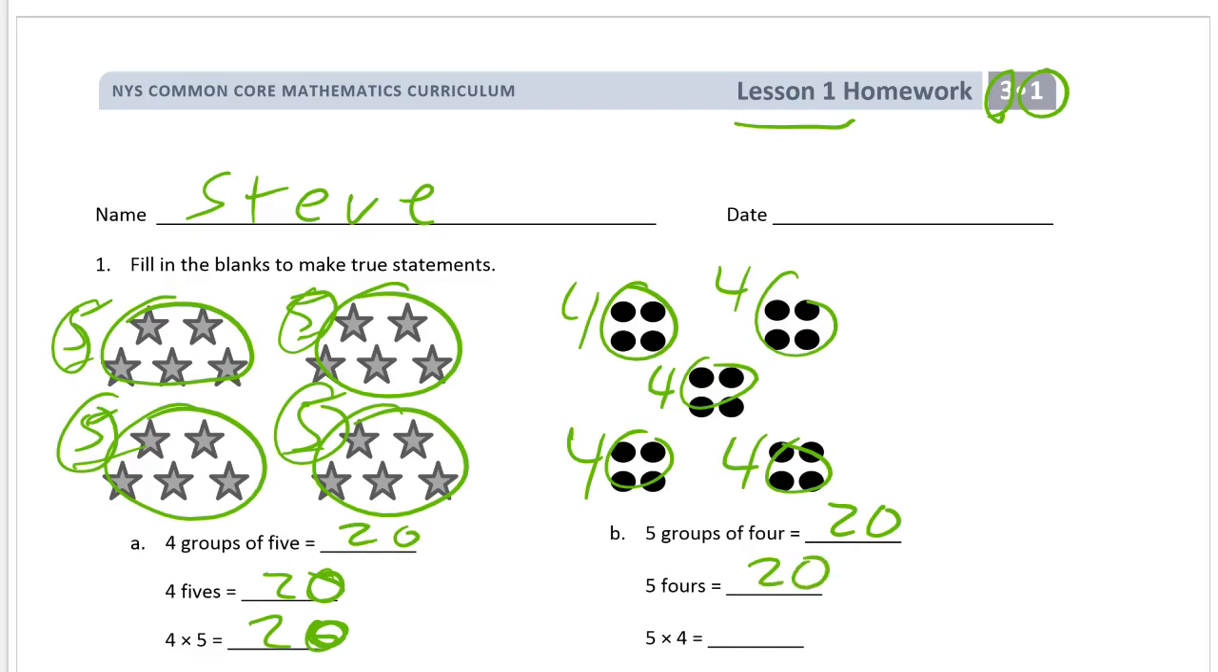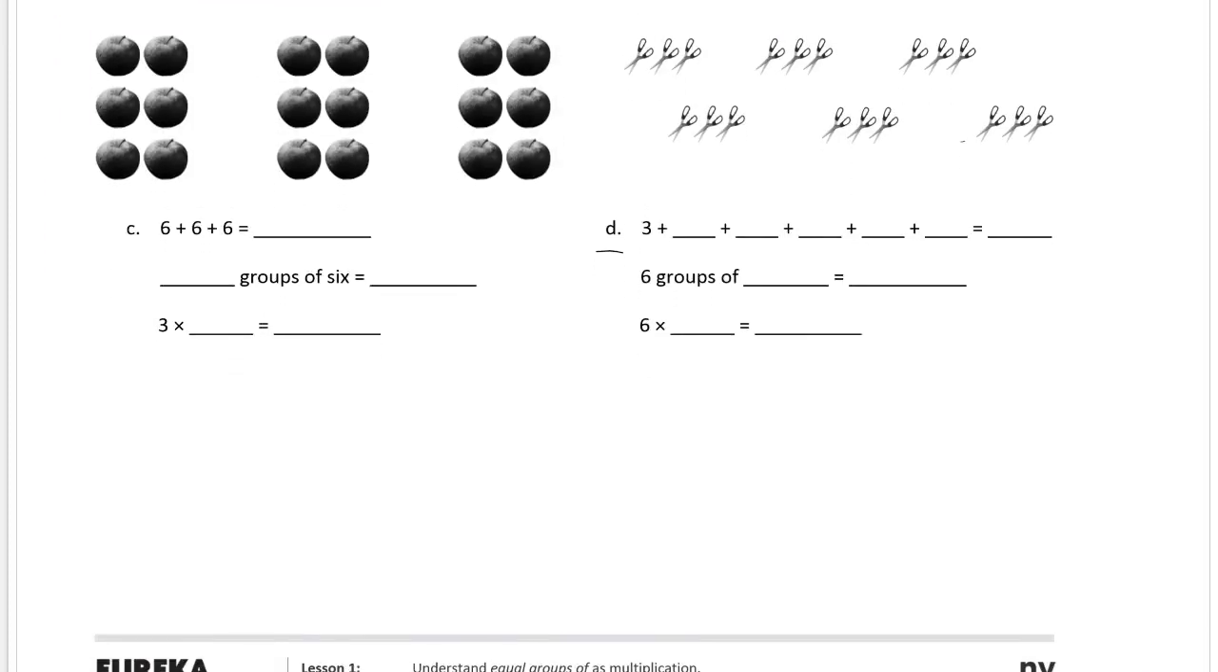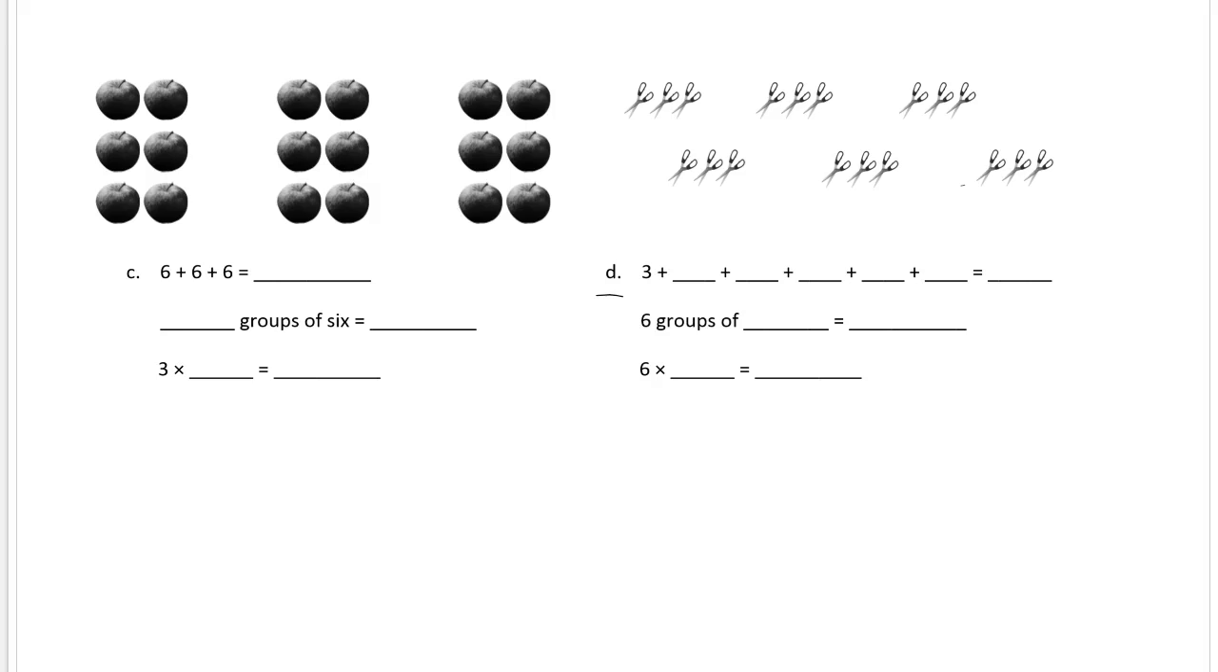If you add them all together, that's going to be 4 plus 4 plus 4 plus 4 plus 4. 5 4s added together is going to be 20. 5 times 4 is 20. And we'll move up to the bottom half of the page.